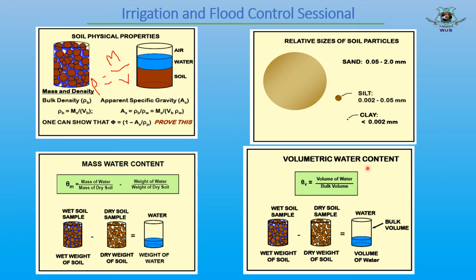Volumetric water content. That means the volume of water present in a soil sample. Volumetric water content can be calculated using this equation. Here theta v, that means volumetric water content, equals the volume of water divided by the bulk volume. With the same process as mass water content, we can calculate the volumetric water content. The only difference is that we will take the volume of the constituent instead of the weight.